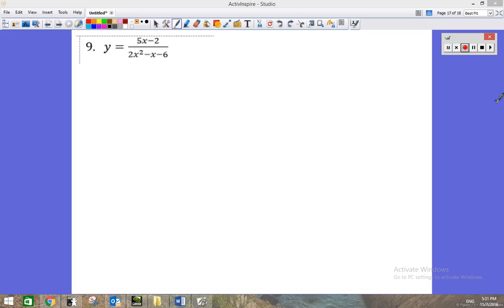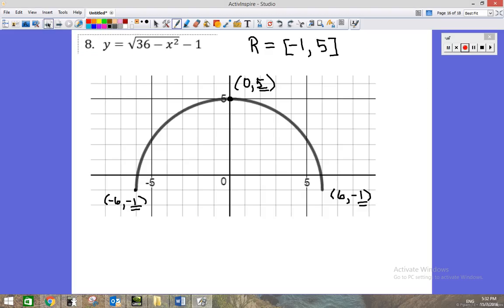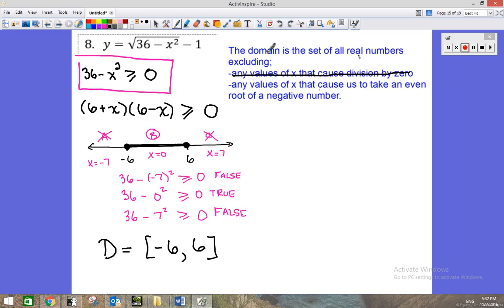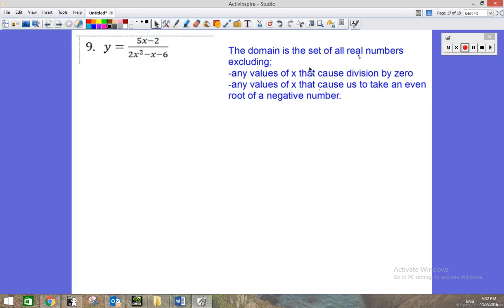So, anytime I'm finding the domain and given an equation, I always start out the exact same way. If you haven't written this down by now, since it's been on every single slide, I would suggest that you do. The domain is the set of all real numbers, excluding any values that cause division by 0, and excluding any values of x that cause us to take an even root, like a square root, of a negative number. Well, I don't have to worry about square roots because I don't see any square roots in this problem. So I don't have to worry about the second part.